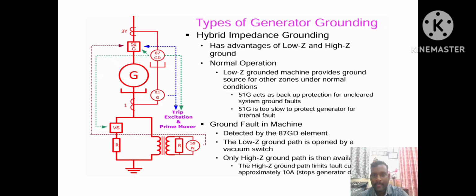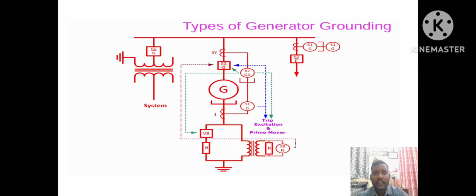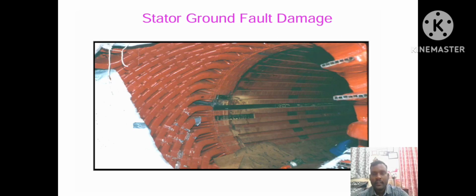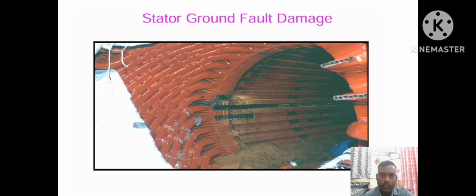Now, data groundings, both systems, the same thing we have discussed. Fault types of the generator, ground faults. So what are the ground faults, what is the impedance, why is this value 100 ampere, what kind of values. And one more thing I want to mention here, the stator ground fault damage.